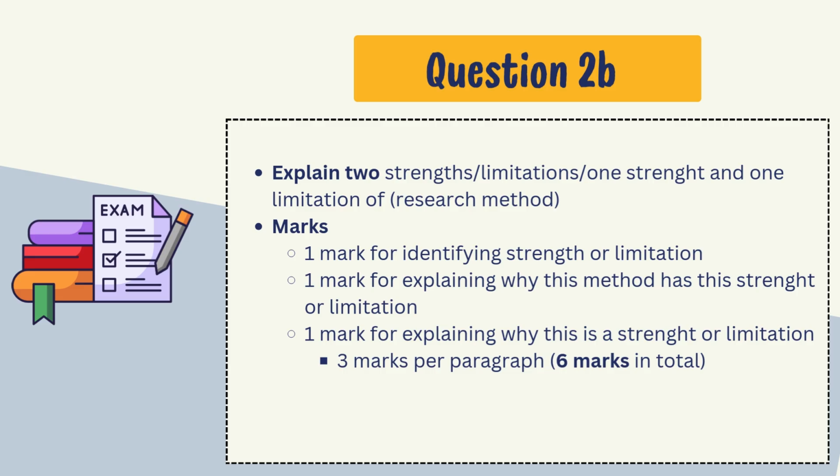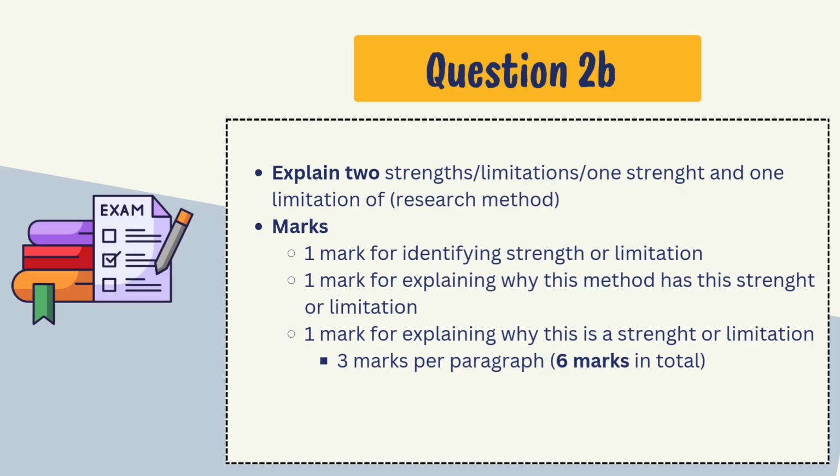So moving to question 2b, this is actually one of the ones that least changes in the exams, which is explain two strengths or two limitations, or one strength and one limitation of a research method. So this is really, really easy. It's one of the easiest in the paper. You'd have 1 mark for identifying the strength or limitation, 1 mark for explaining why it has this strength or limitation, and then one for why this is a strength or a limitation. So you'd have 3 marks per paragraph and then 6 marks in total.